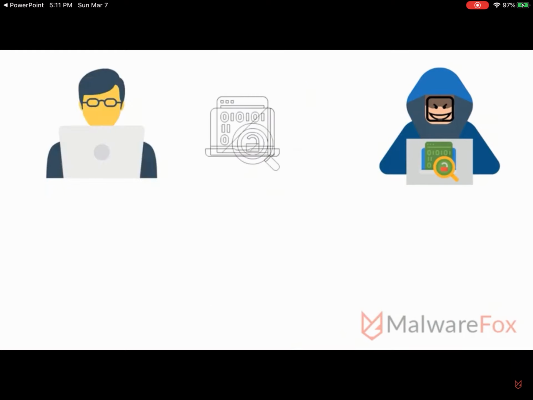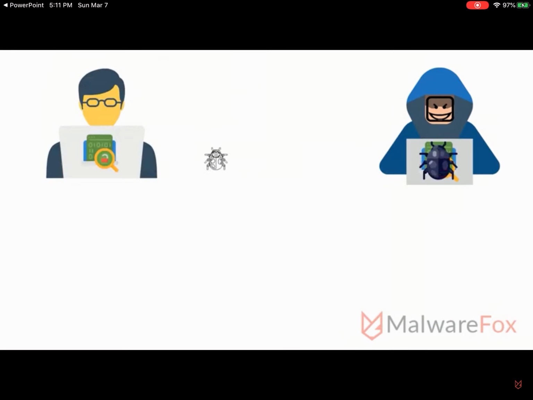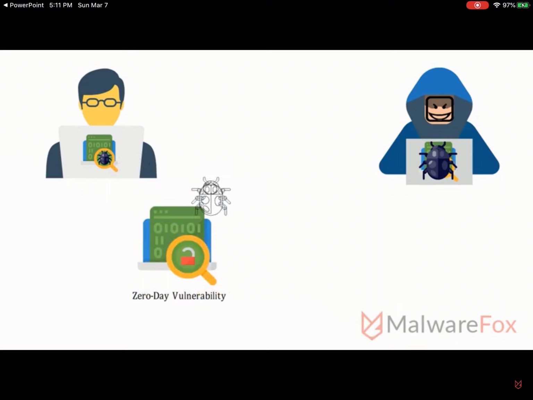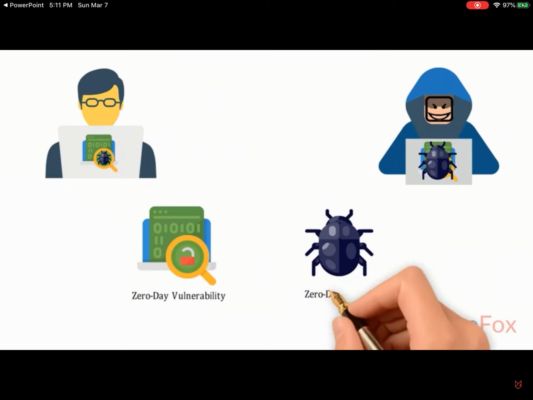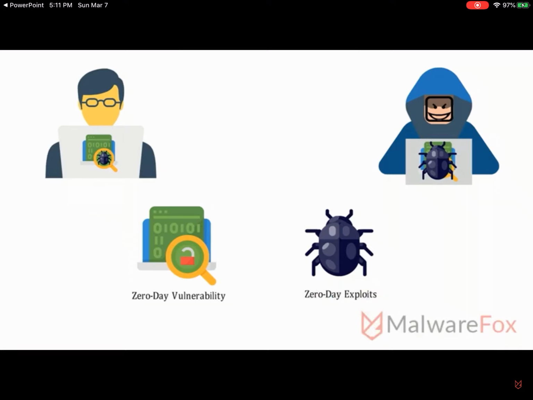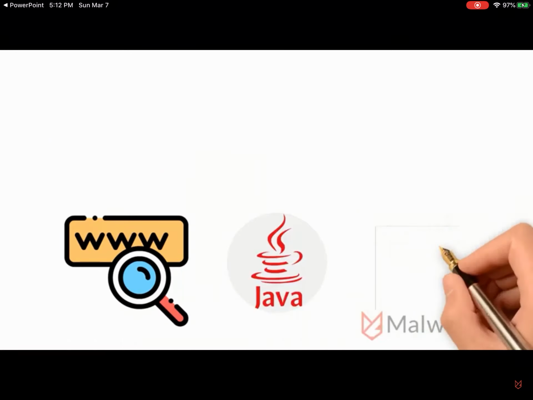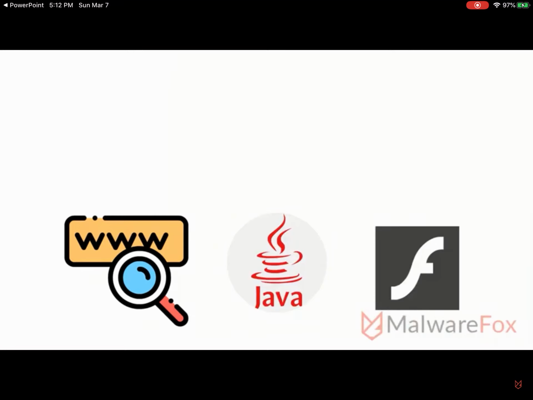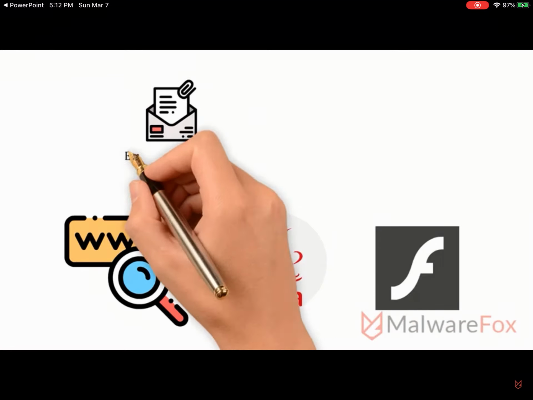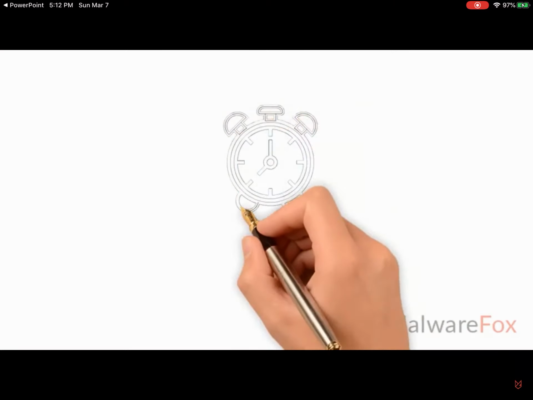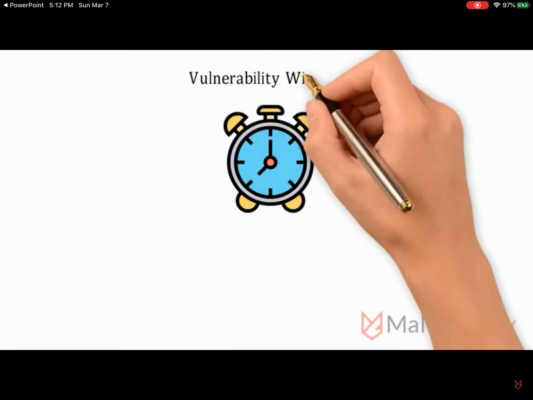They can use it to gain illegal access to users' computers by injecting a malware. This type of vulnerability is called a zero-day vulnerability. When an attacker exploits it, it's called a zero-day exploit. Attackers exploit these vulnerabilities by various means. Web browsers and software like Java and Flash are more vulnerable, so attackers might locate unsecured users through email attachments or software bundles.